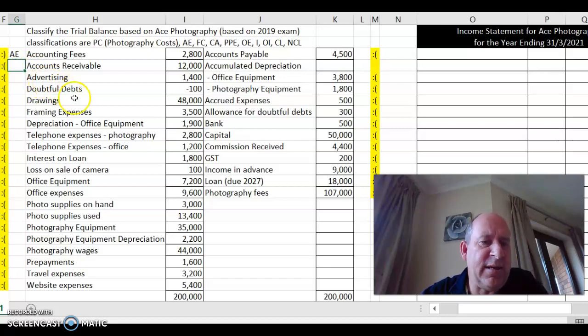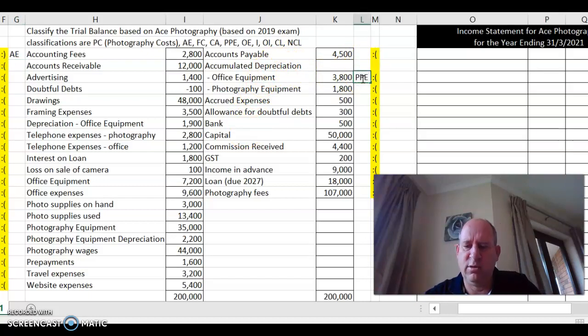Just a couple of tricky ones in here. Notice that you've got your travel and website. Remember we talked about that being photography costs, not administrative cost, because it's part of the cost of running the business. The other tricky ones in here, you see doubtful debts is negative, and the other one, when you're classifying these ones over here, just type PPE rather than negative PPE, and you'll see you've got a negative current asset. So just again, write CA rather than negative CA.